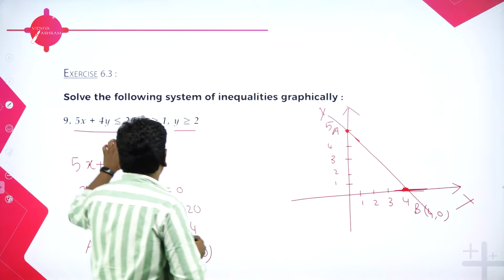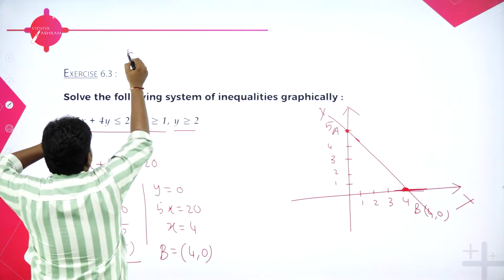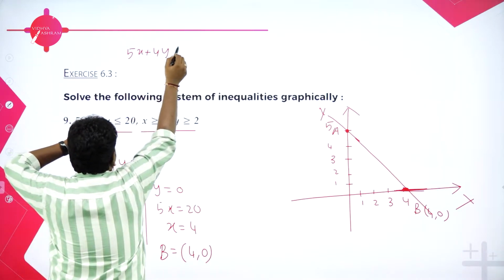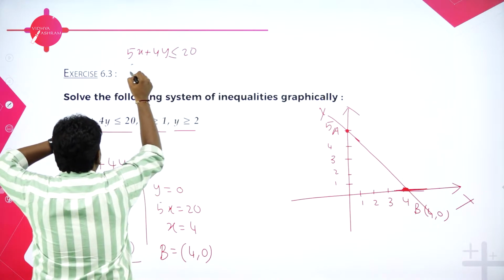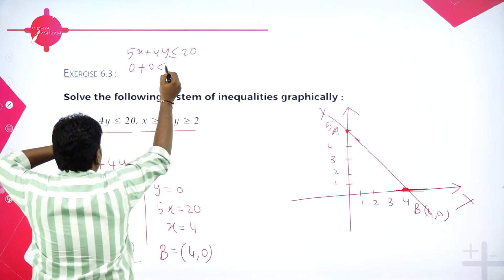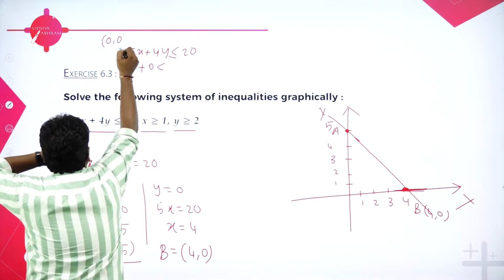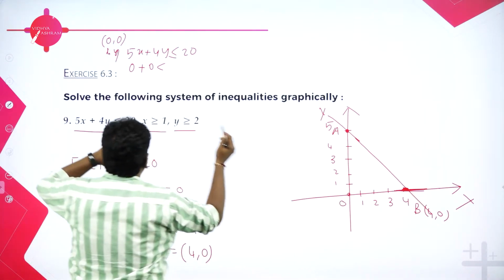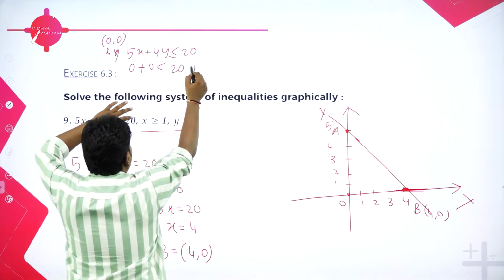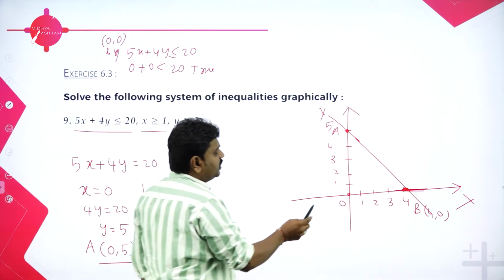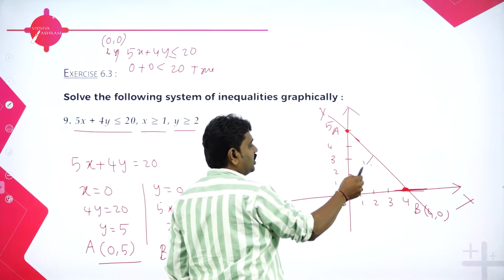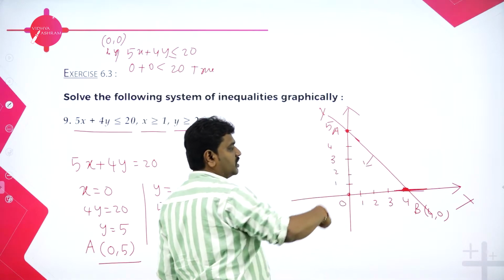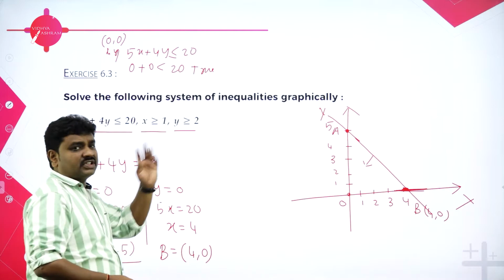Now we need to shade less than. You can see 5x plus 4y less than or equal to 20. If you put origin, in the place of x and y, put 0, 0. So this particular point is called as what? Origin in the graph. So you'll get 0 less than 20. It is true, 0 is less than 20. So shading should be towards origin. Arrow mark means shading goes like this, downwards. But we don't shade, later we'll see.